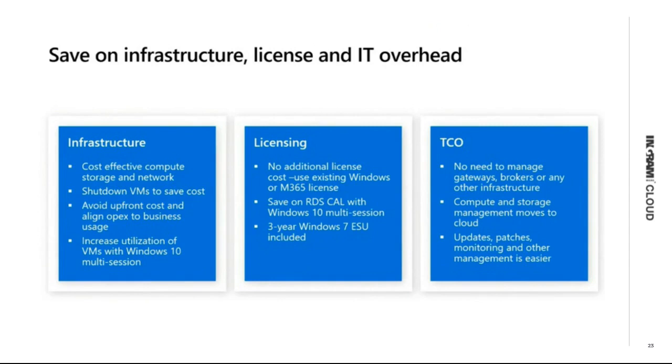You can save on licensing because access to Windows Virtual Desktop is included with your M365 A3 or A5 or E3 or E5 licenses or Business Premium, which saves on RDS CALs. And the total cost of ownership goes down because you don't have to spend your IT department's energy on looking at gateways, brokers, or infrastructure VMs, or patching those VMs, or doing any of the work to keep that infrastructure up and running.